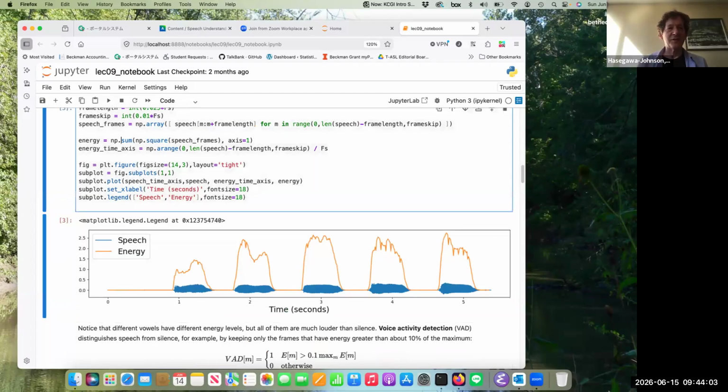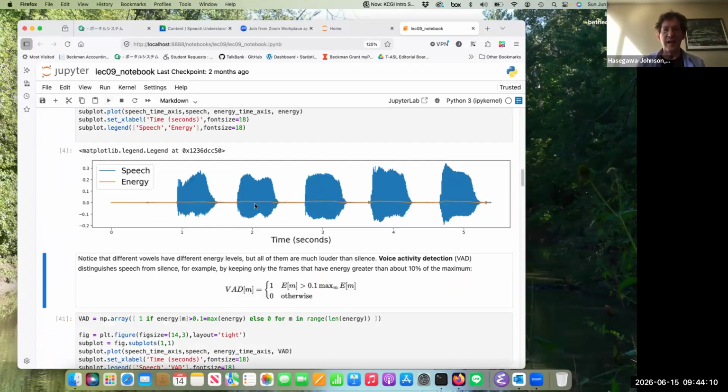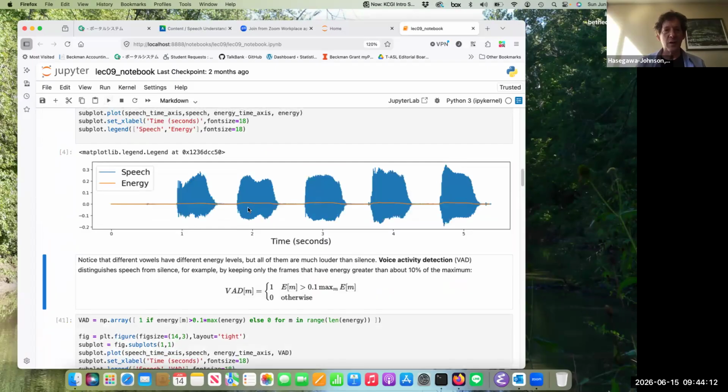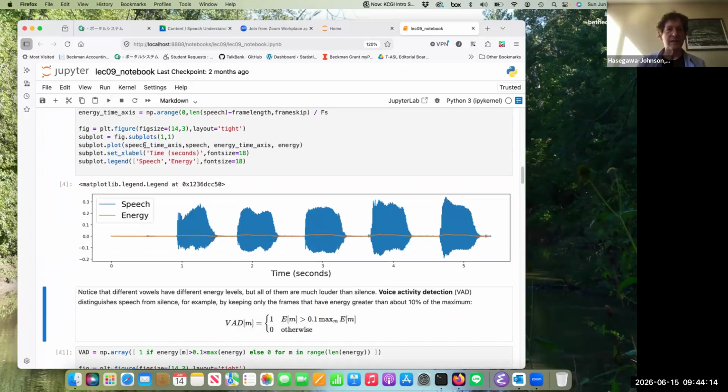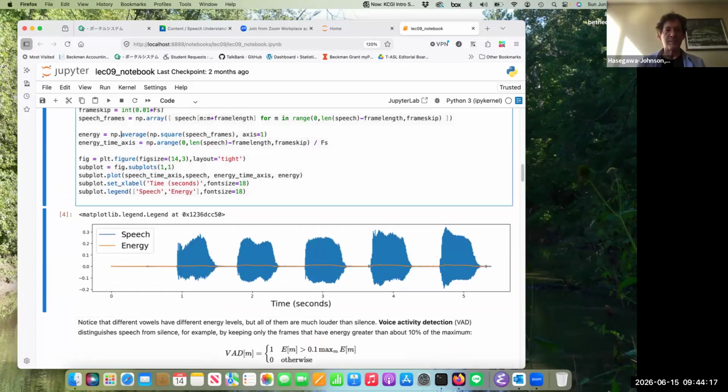If I take the average, it should be almost exactly the same size as the speech signal. Maybe a little bit less because it's the average instead of the sum. Oh, average, it looks like it's a lot less. So let me go back to the sum. The sum seems to be clearer.